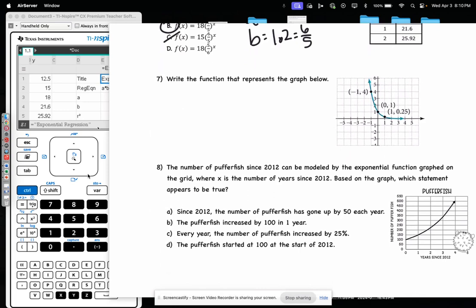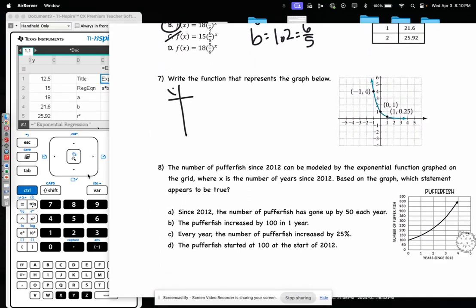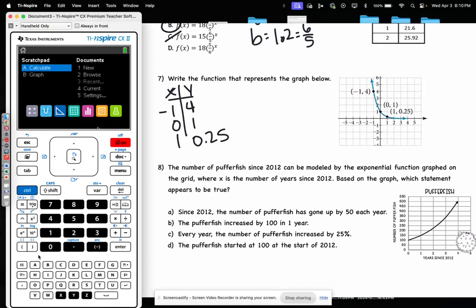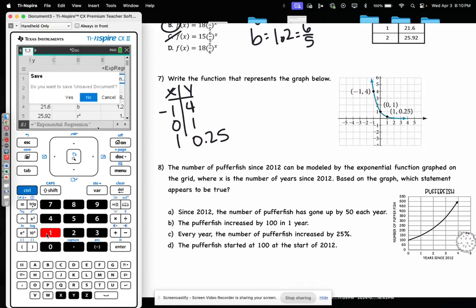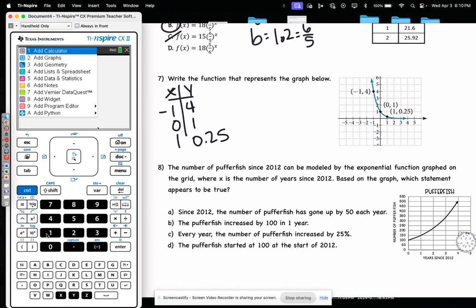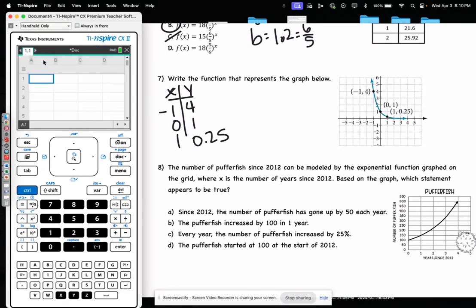Write the function. So this is going to be where you're using lists and spreadsheets, just like we've been, or again, if you're using Desmos, you're adding that table. So it's not any different than what we were just doing. It's just giving it to you in a graph form instead of a table. X and Y. Make sure you have that negative if it is a negative.